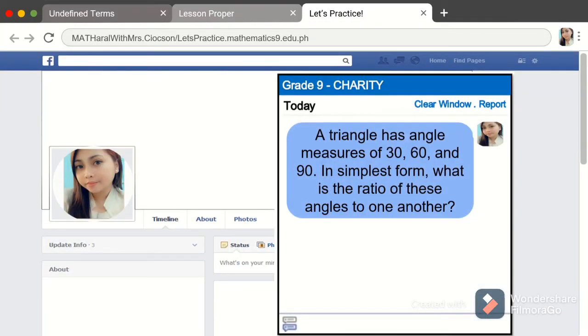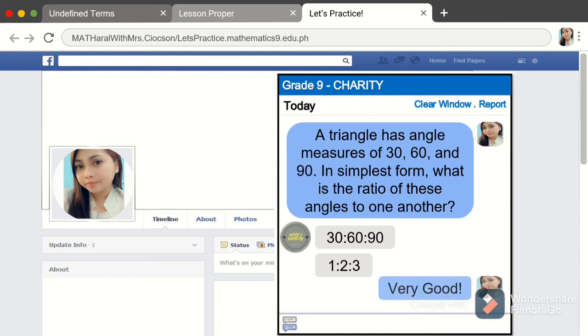A triangle has angle measures of 30, 60, and 90. In simplest form, what is the ratio of these angles to one another? We have 30 is to 60 is to 90. Since they are all divisible by 30, we get 1 is to 2 is to 3. Because 30 divided by 30, we get 1. 60 divided by 30, we get 2. And 90 divided by 30, we get 3. Very good.